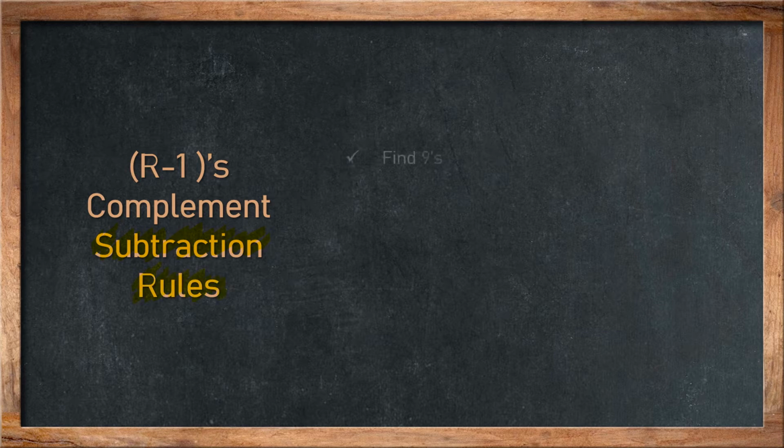The very first rule says: find the nines or ones complement of the subtrahend. What is the subtrahend, what is the minuend, we will see. But what do nines and ones complement mean? Whenever a question is given to you to solve, it will say to perform the nines complement or the ones complement. Based on that, you have to find the complement of the subtrahend.